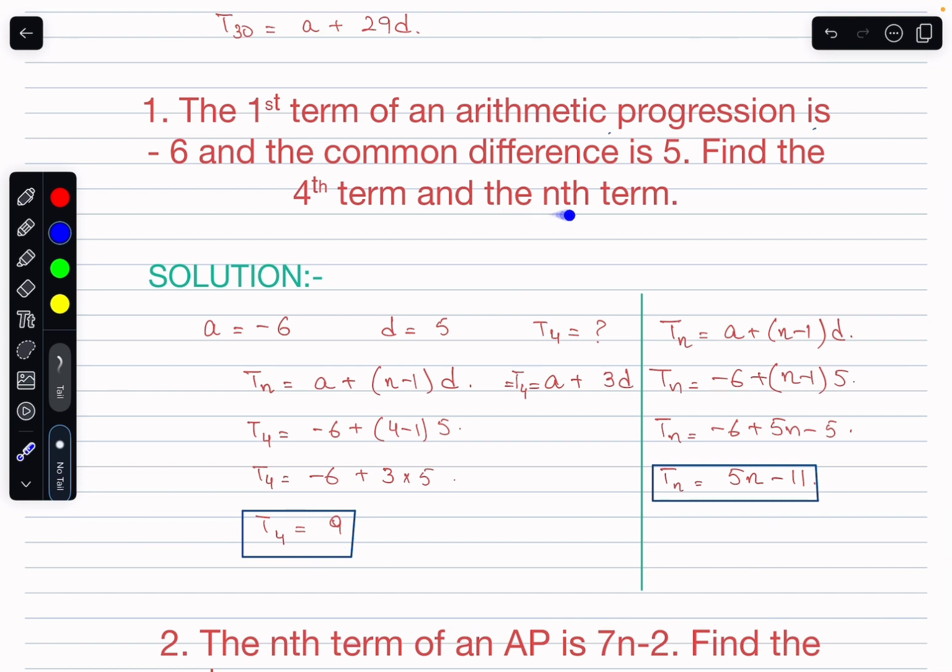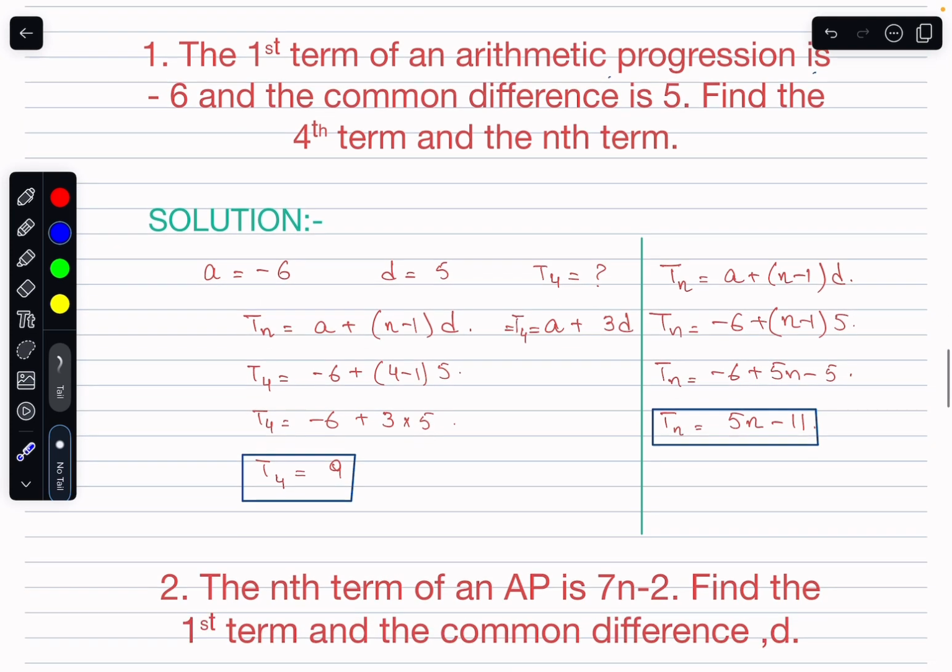They are asking for the nth term also. So to get the nth term, the general formula is Tn equals A plus n minus 1 times D. The nth term means we should have the equation in terms of n. So I have substituted A and the common difference D, -6 and 5. Solving it, I am getting Tn equals 5n minus 11. Let's move to the second question.